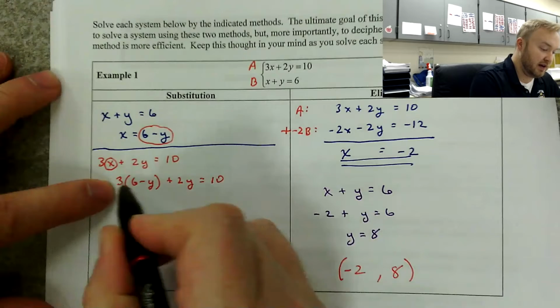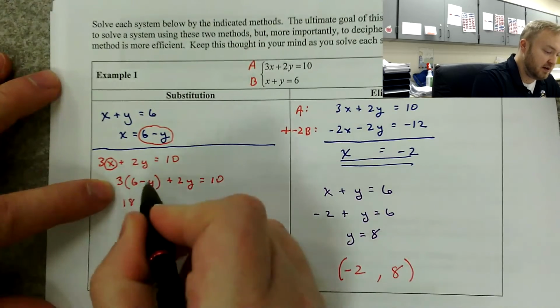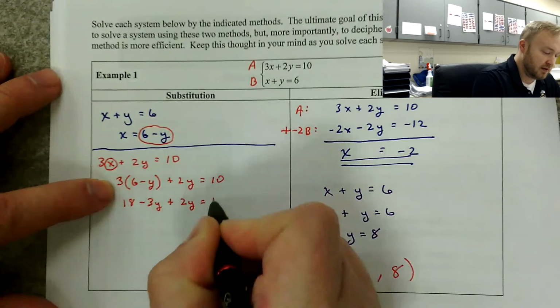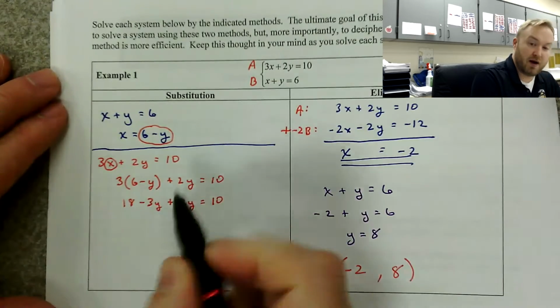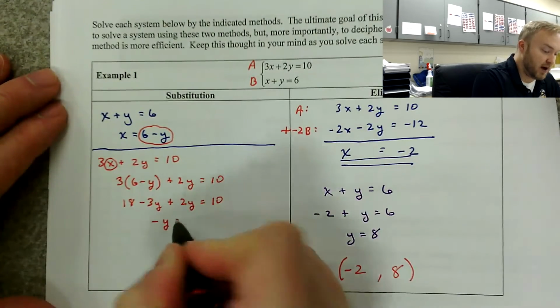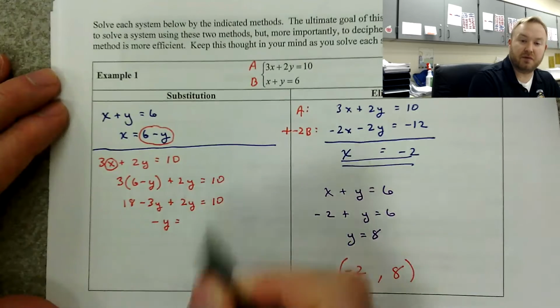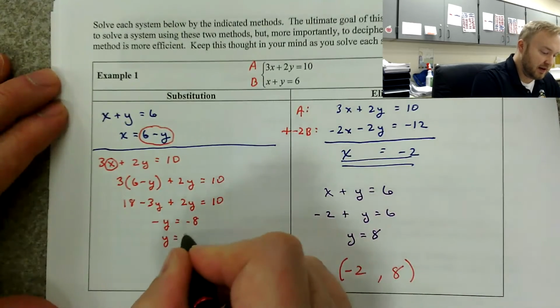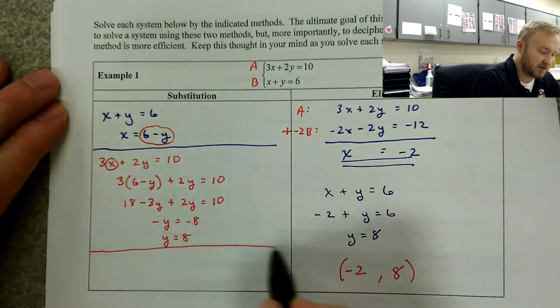Now I have a single equation with a single variable, and I'm going to solve this equation for y. So 3 times 6 is 18. 3 times negative y is negative 3y. Negative 3y plus 2y is negative y. Subtract 18 from both sides. 10 minus 18 is negative 8. And so I get that y is equal to 8.